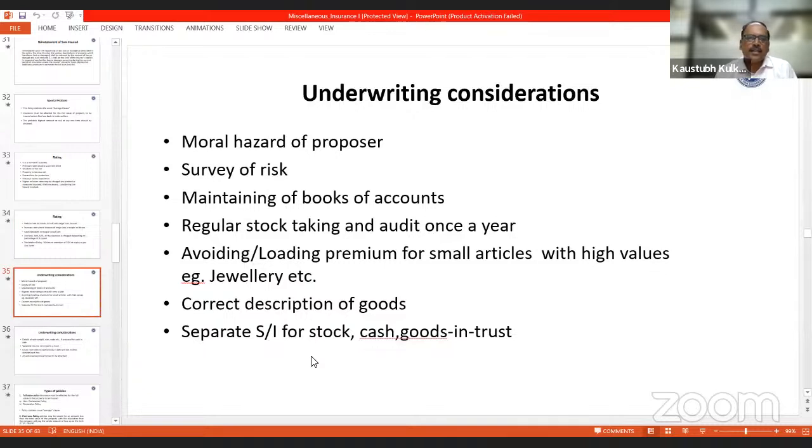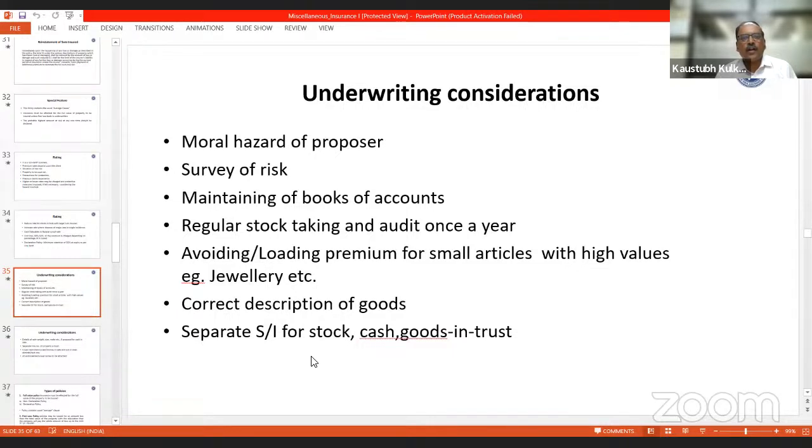The underwriting consideration. What are the underwriting considerations? Moral hazard of the proposer is very important in burglary policy. So all the policies of burglary, money insurance, all risk, these policies are very important for consideration of moral hazard of the insured. Survey of the risk. Yes, the situation of the risk is very important in case of burglary policy. Maintaining of books of accounts, moral hazard.